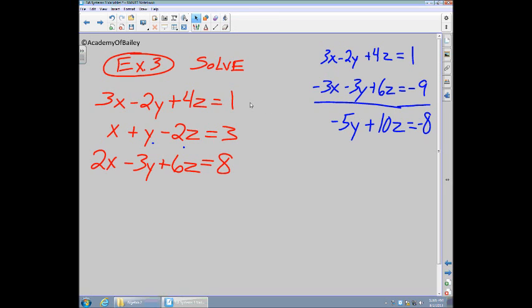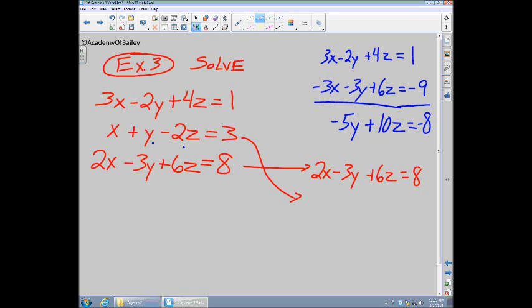Remember to keep things organized here. Now let's go ahead and take these 2 equations. I'm going to go ahead and put this one right here. 2x minus 3y plus 6z is equal to 8. I think I said plus 3y. It was actually minus 3y. I wrote it down correctly, though.